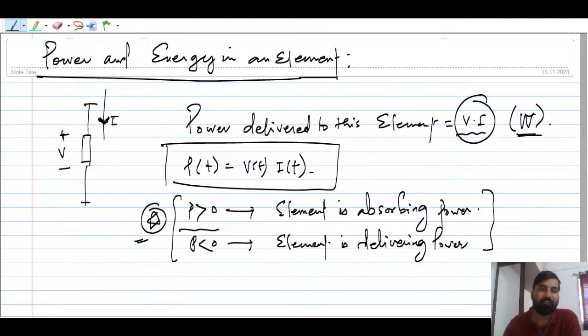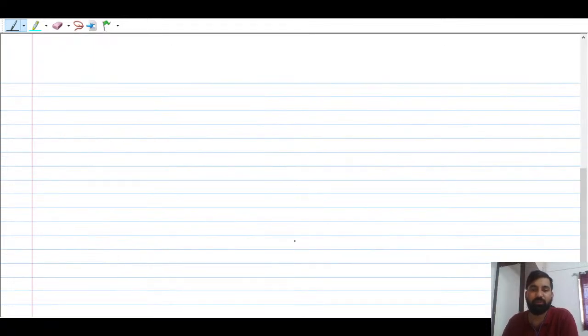So if you know the power, you can find the energy delivered to the element, right? Energy will be delivered to the element over some time interval. So whenever they ask a question based on energy, first of all, you compute the power, okay? Power delivered or absorbed by the element. And then you try to find the energy. So energy delivered to the element is going to be what?